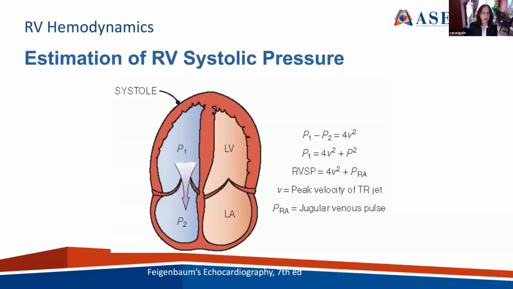Let's move on now and talk a bit about RV hemodynamics. One of the most common measurements that we make is the estimation of the RV systolic pressure. This is using the modified Bernoulli equation, where we take the peak velocity of the tricuspid regurgitant jet and square it and multiply by 4, and then add the right atrial pressure.